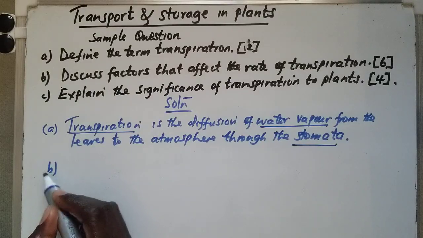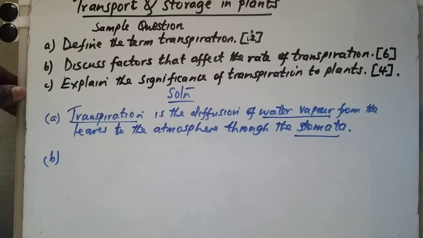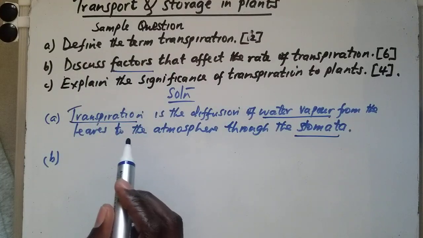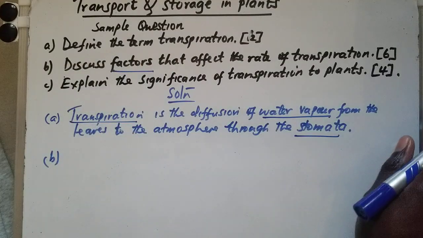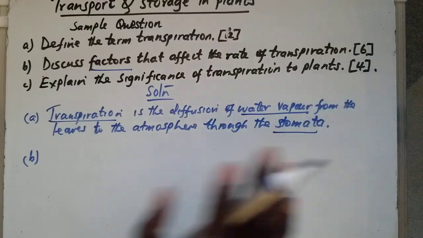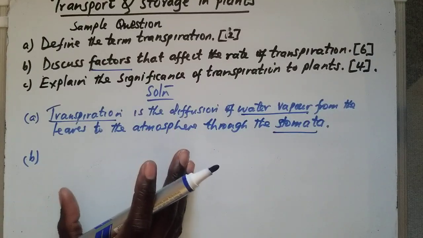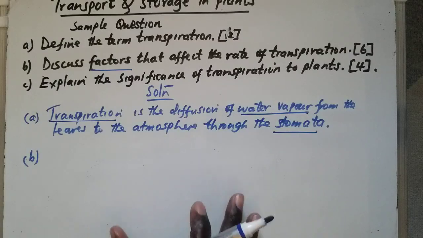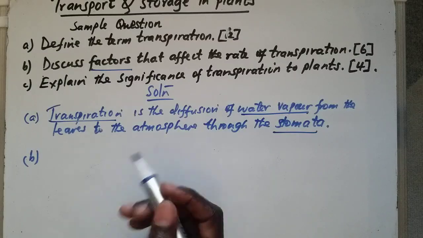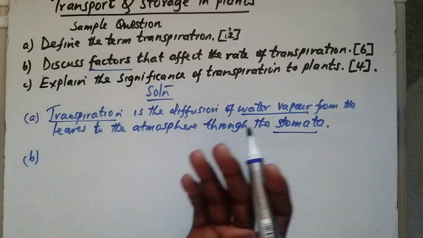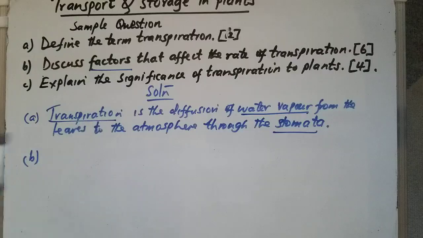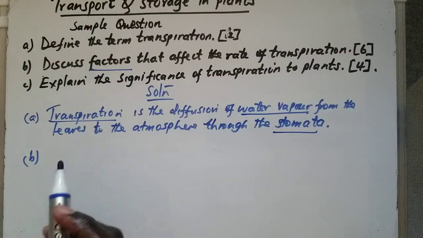Then the B part says discuss factors that affect the rate of transpiration. Remember, when you are answering questions in section B, they always tell you to paragraph your work. So it is always important not to write your points in bullet point form, but to write them as complete sentences in paragraphs. As I guide you, I'm just going to be highlighting in bullet point form, but when you are answering in the final exam, you write them in paragraph form.